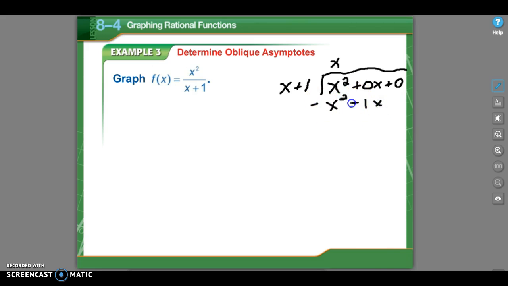We're going to subtract. That cancels. That would be negative 1x plus 0. x times what gives me negative 1x? That would be negative 1. So if I multiply that, negative 1 times x gives me negative 1x. Negative 1 times 1 gives me negative 1. We're going to subtract now, so we flip our signs. We cancel, we're left with 1. This is our factor right here, x minus 1. That's going to be our slant asymptote, or our oblique asymptote.